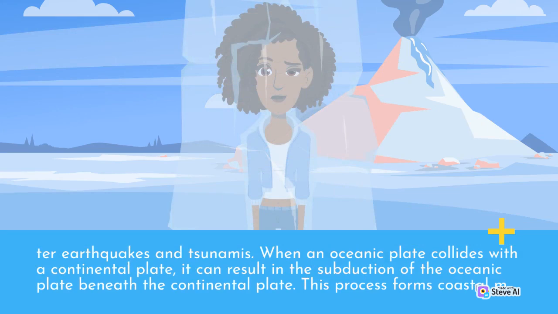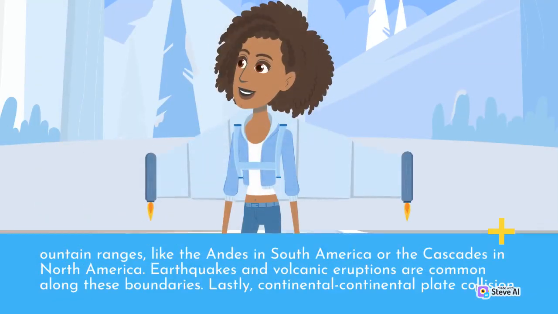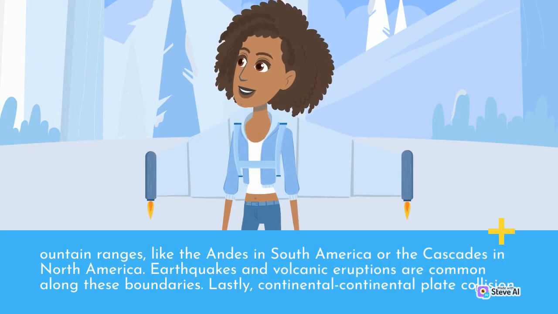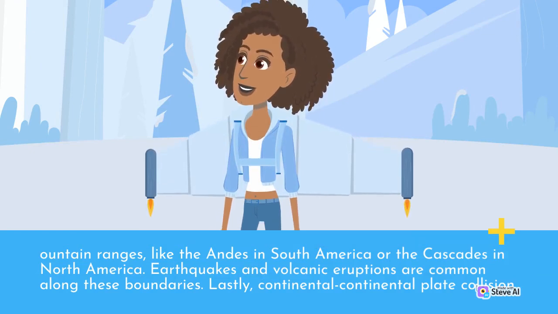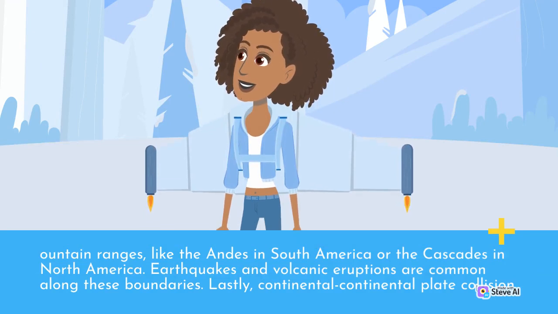earthquakes and tsunamis. When an oceanic plate collides with a continental plate, it can result in the subduction of the oceanic plate beneath the continental plate. This process forms coastal mountain ranges, like the Andes in South America or the Cascades in North America. Earthquakes and volcanic eruptions are common along these boundaries.